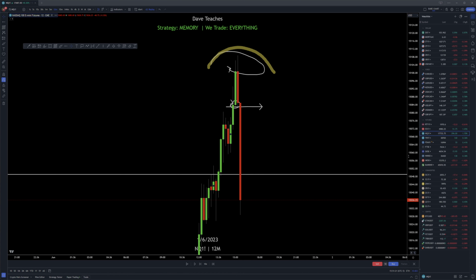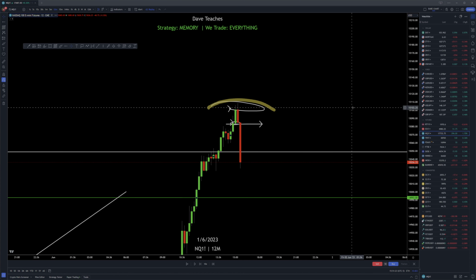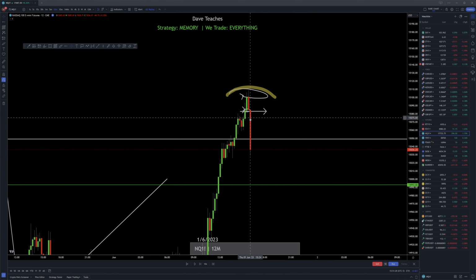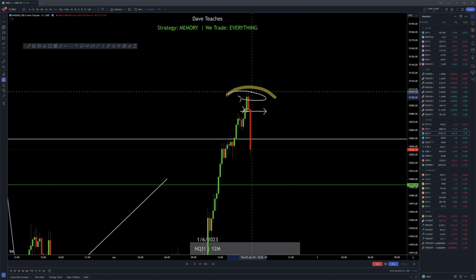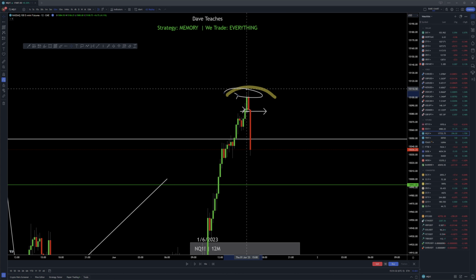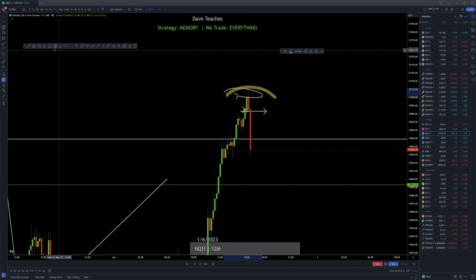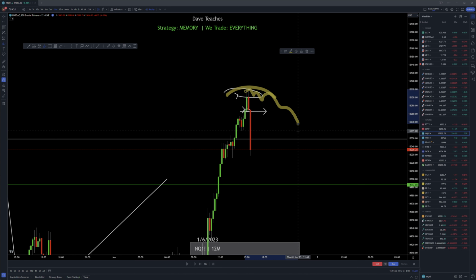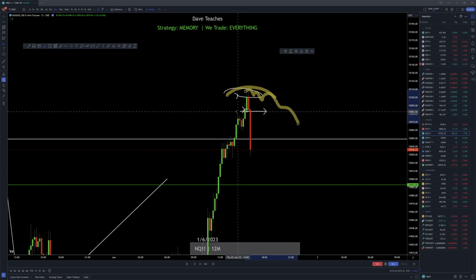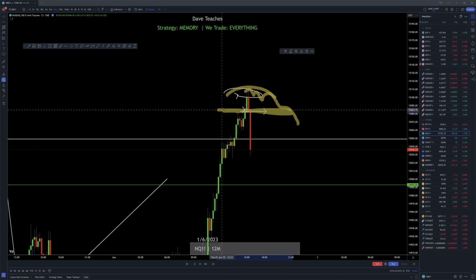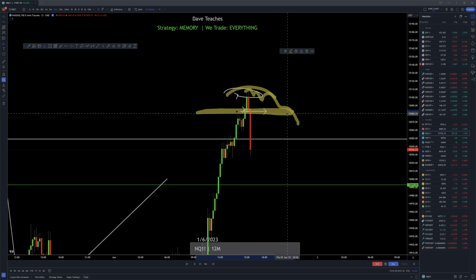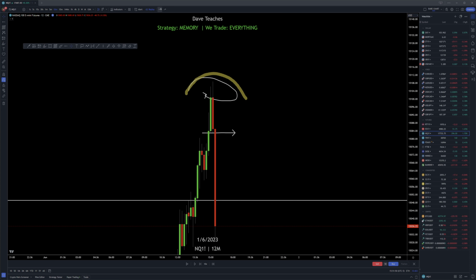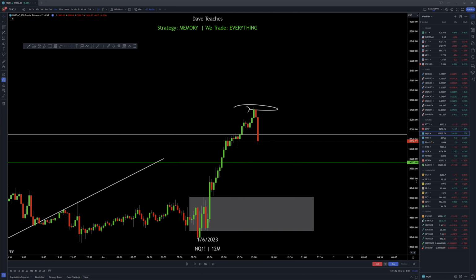Remember, I said if your mother told you to use the wick, no. It's the body that dictates whether this high is considered a valid high and whether the pullback that we're looking for from the higher time frame has ensued. It's after we close below that. Now, that doesn't mean take a short. It just means that now we put in a valid high.